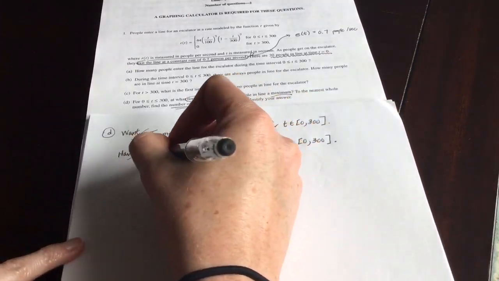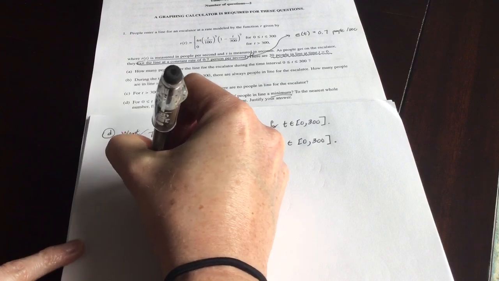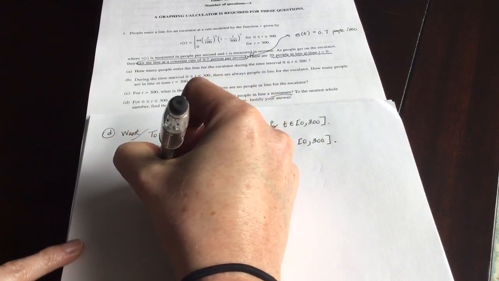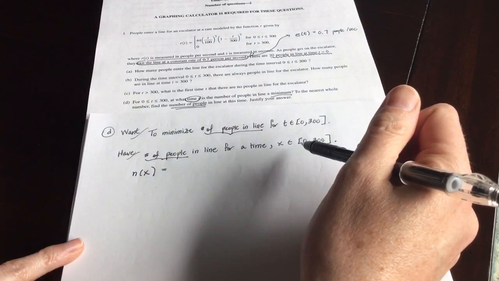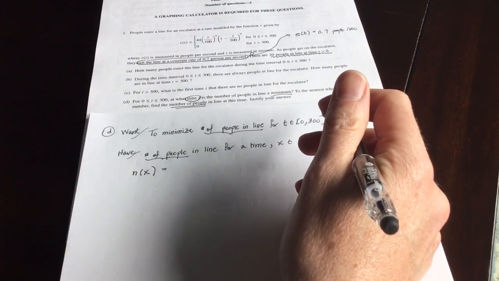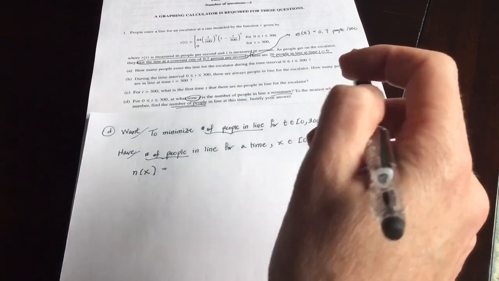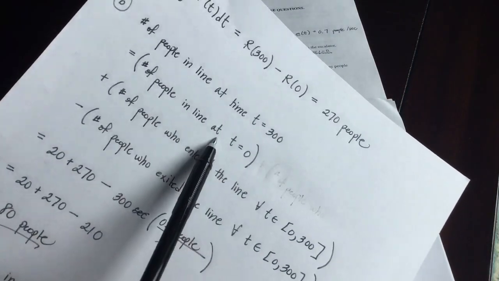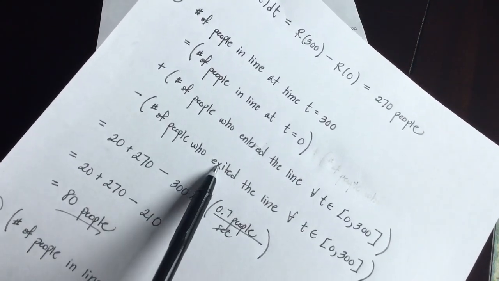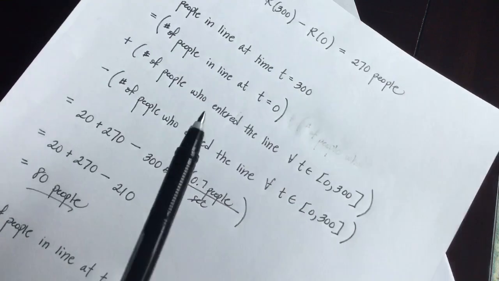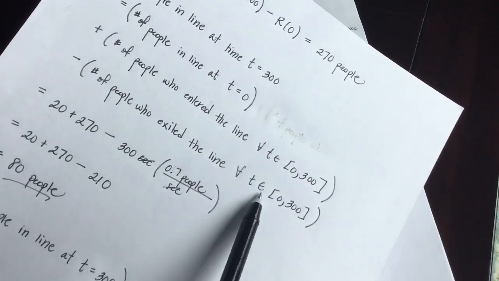So I'm going to call my number of people function n of x, number of people at some time x. Okay, so how many people would be in line at some time x? Well, we're going to go back to the plan that we used before, where really it's just the number of people in line to start with, plus how many people entered the line, take away the number of people who exited the line. But instead of for all t, it's for some x value from 0 to 300.